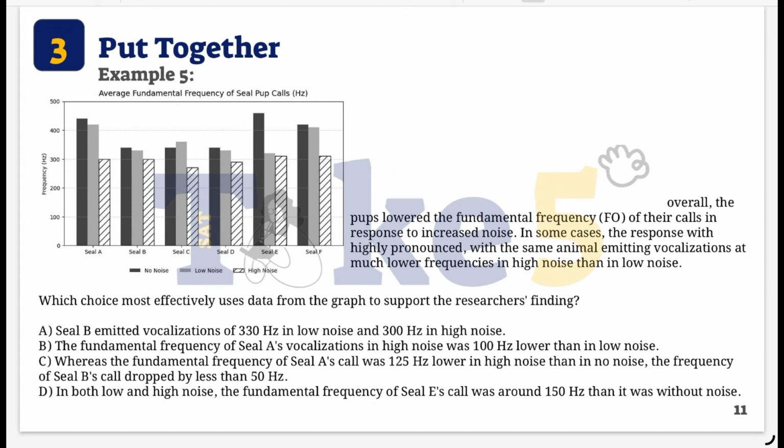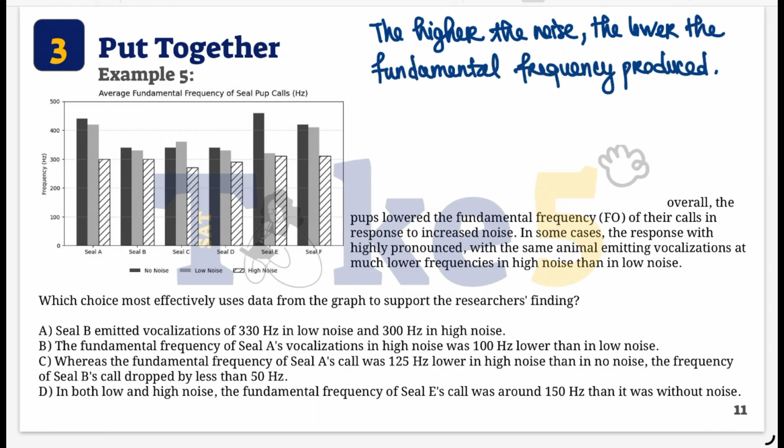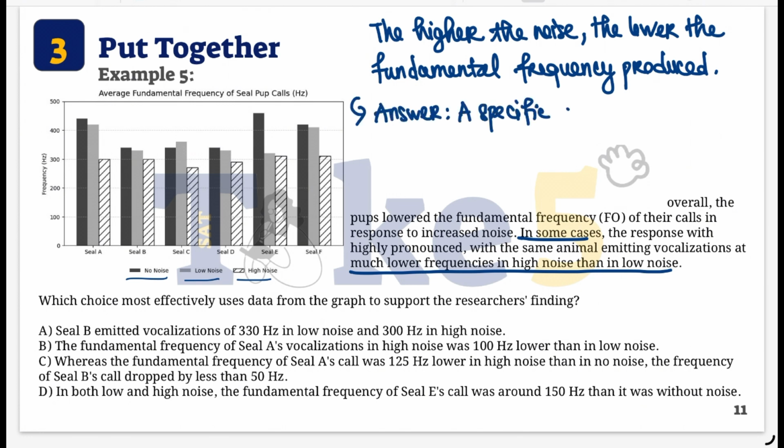Technically, it means that the higher the noise, the lower the fundamental frequency produced. They specifically highlight in the last sentence that for some cases, or for some cells, they produce much lower frequency in high noise than in low noise. The column graph tells us the comparison of frequency for each cell in three situations: no noise, low noise, and high noise. So the answer should be about a specific cell that has a significantly higher low noise or light shade column than the high noise or crossed column.